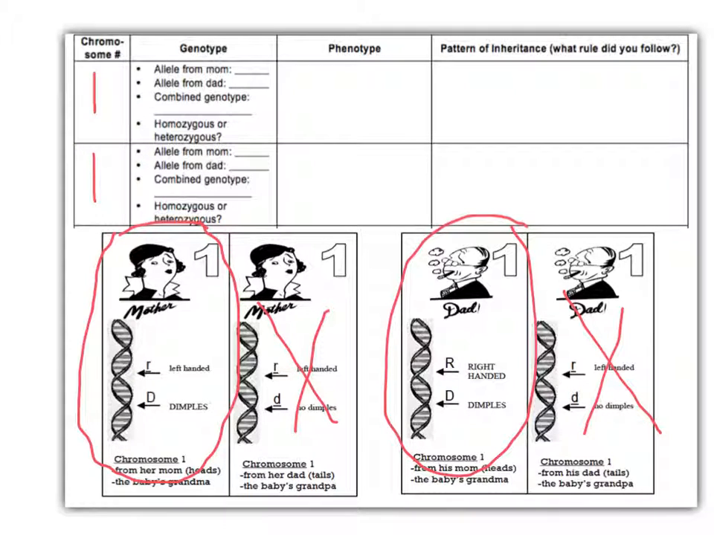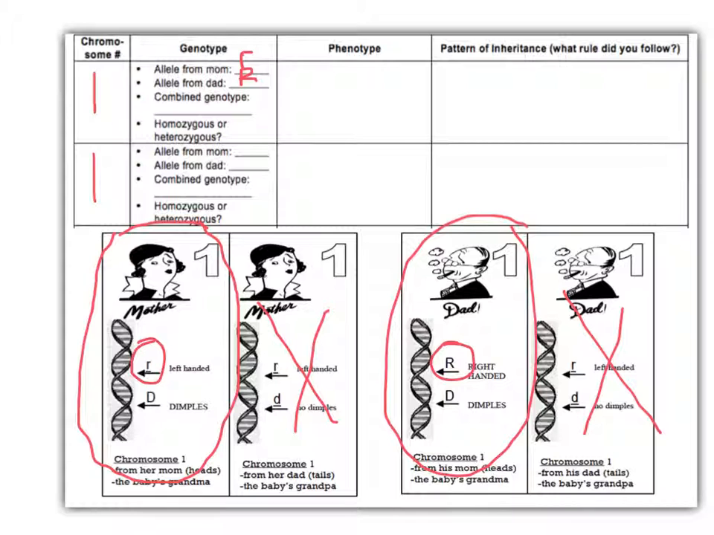So let's just go ahead and start with the first trait that we see. So it's going to be this one and this one. What we're going to do is write the allele from mom. We see it right here. That's going to be a little r. The allele from dad, right here, that's going to be a big R.